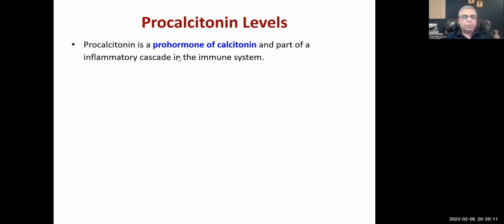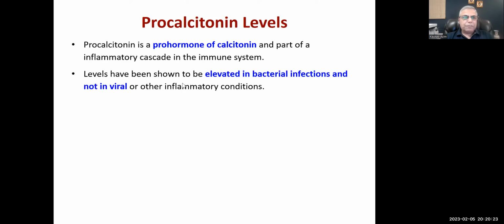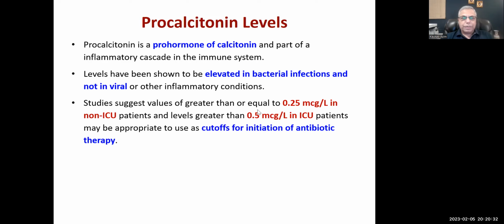So procalcitonin is a pro-hormone of calcitonin and part of the inflammatory cascade in the immune system. So whenever there is inflammation, procalcitonin levels will increase. Levels have been shown to be elevated in bacterial infections, but not in viral or other inflammatory conditions. Studies suggest values of greater than or equal to 0.25 microgram per liter in non-ICU patients, and levels greater than 0.5 microgram per liter in ICU patients. So it may be appropriate to use these as cutoff points for initiation of antibiotic therapy.